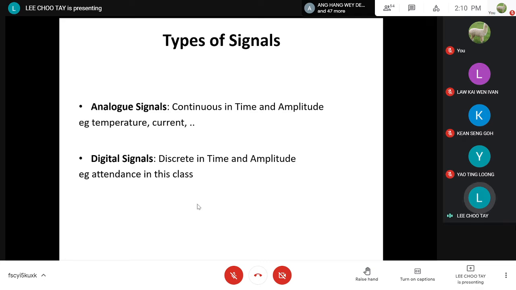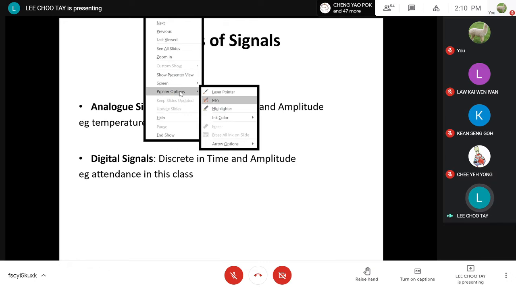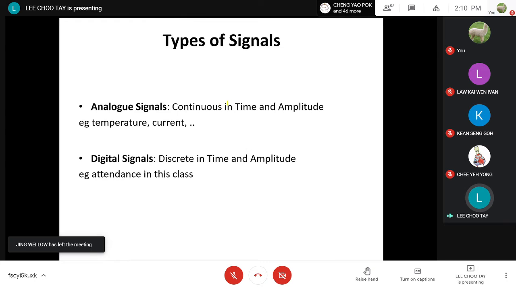So I believe you already learned this from the very beginning of your study. Signals are categorized into two types. One is the analog signal and the other one is the digital signal. Analog signals are signals that are continuous in time and amplitude, meaning the signal can appear at any time, can last for as long as it wants, and also the amplitude can take any value.